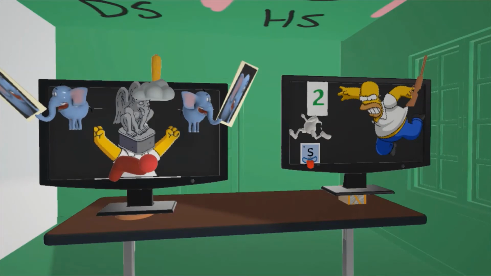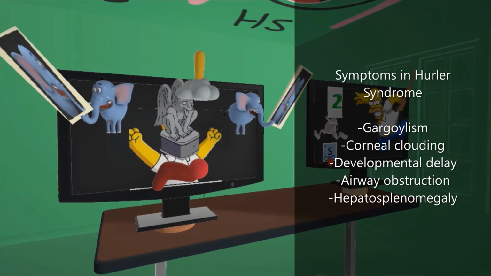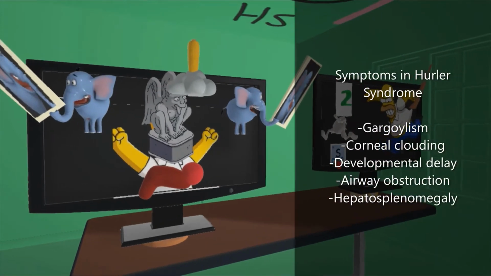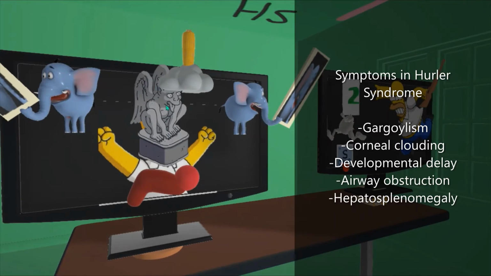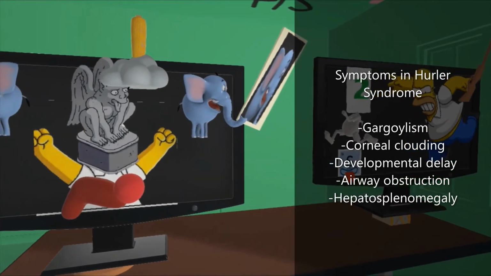Now let's talk about the symptoms in Hurler syndrome and Hunter syndrome. Let's start with Hurler syndrome, which is much worse. Hurler syndrome presents with gargoylism, represented by a gargoyle-like face, and therefore we see Homer over here with this gargoyle face. And on top of it, it's got this corn in this cloud by the eyes. The corn with the cloud helps remember the corneal clouding. This differentiates Hurler syndrome from Hunter syndrome, as in Hunter syndrome, there is no corneal clouding.